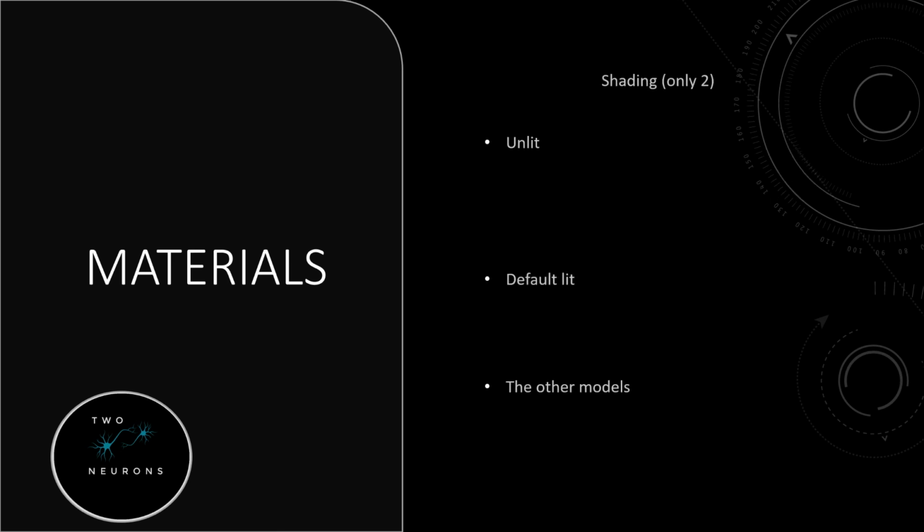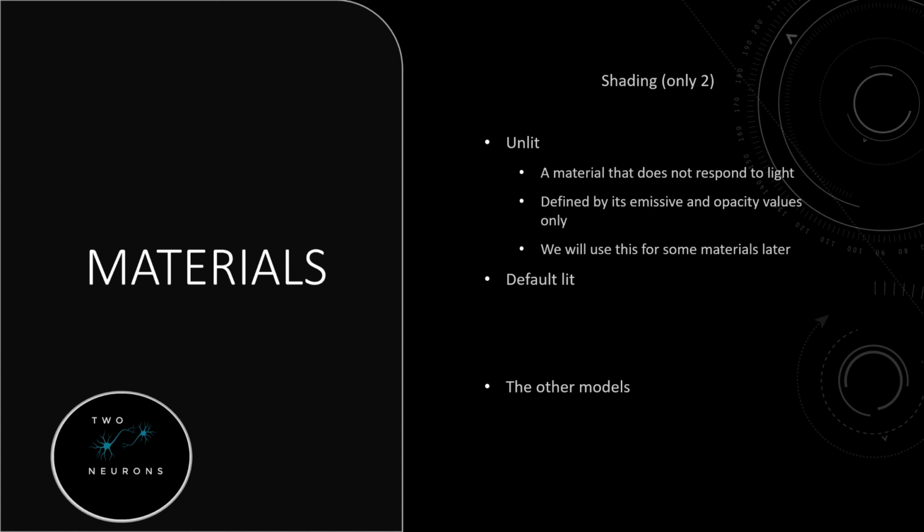And now we have shaders. We're only looking at 2, and there are a lot more. And the 2 we're going to look at are unlit and default lit. So unlit is a material that does not respond to light. It is defined by its emissive and opacity values only. We will use this with decals, for example. And we'll use it maybe for some other materials as well.